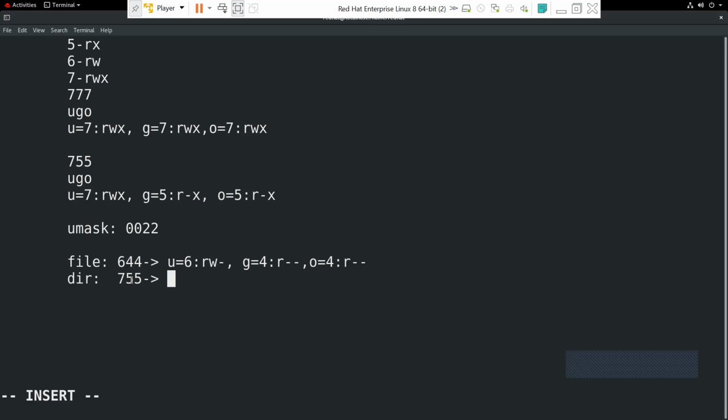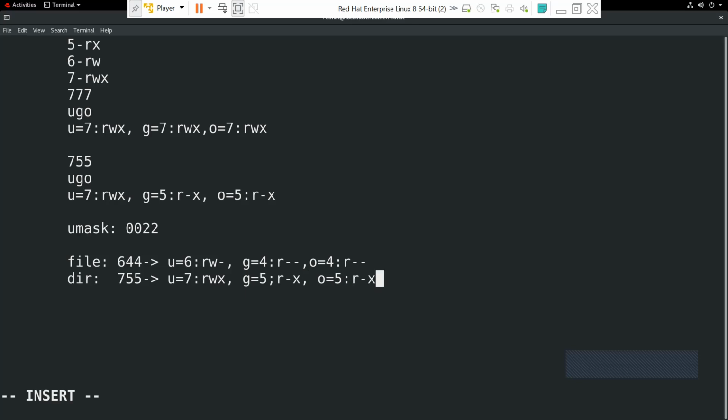So here every time it will be having executable permission. You can see U is equal to 7, which means read, write and execute. For group people also, it is 5, which means read, no write and execute. And others is equal to 5, which means read, no write, execute.